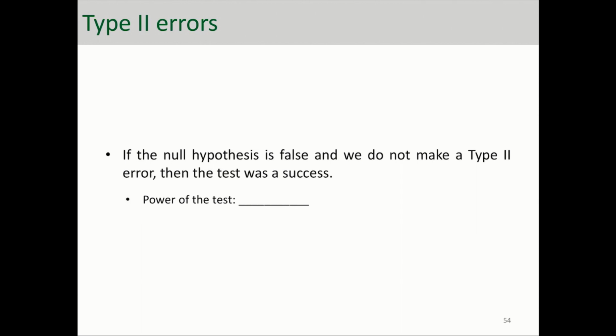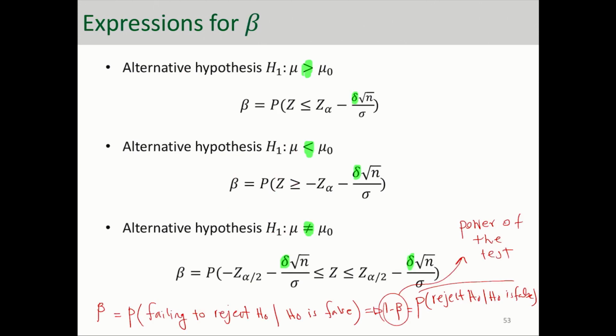And this is what this is about. If the null hypothesis is false and we do not make a type 2 error, then the test was a success, which is the 1 minus beta, power of the test. So probability of type 2 error, we want to minimize that as much as possible, which will maximize the power of the test as much as possible. Beta is probability of type 2 error, and we want to minimize that.